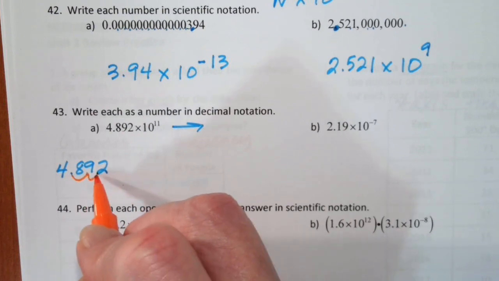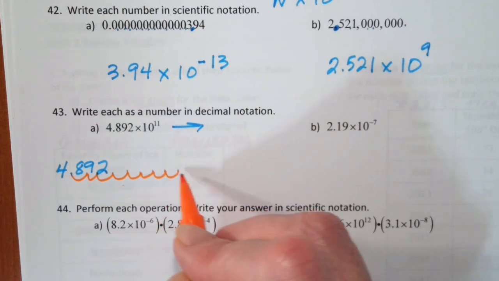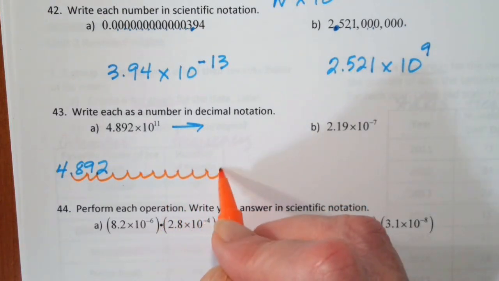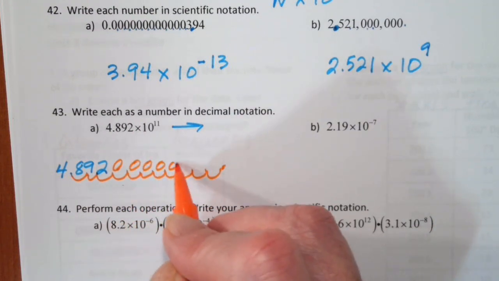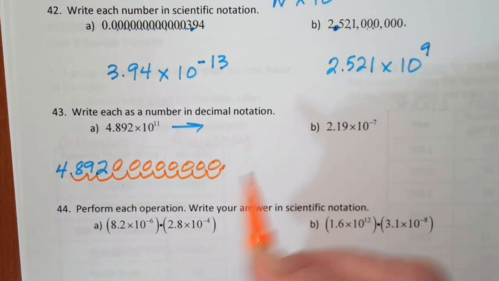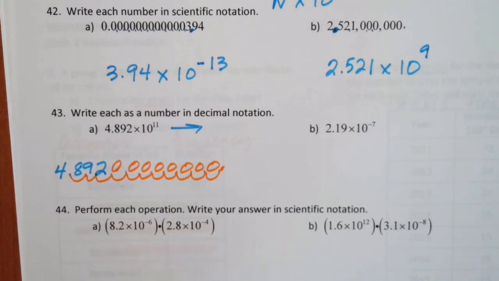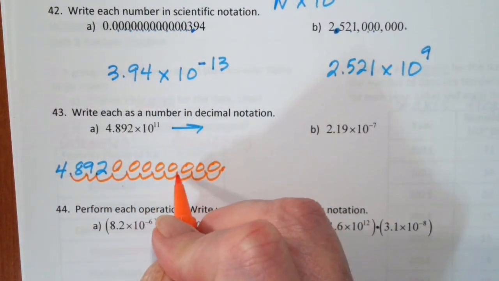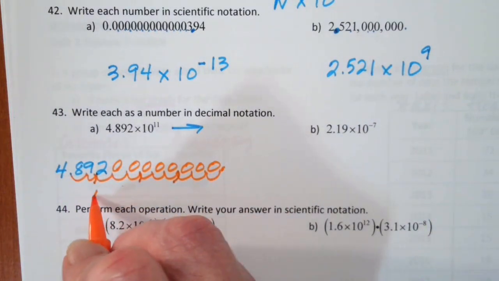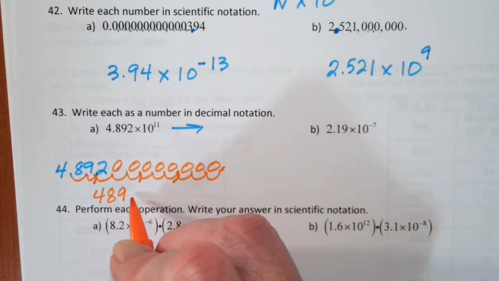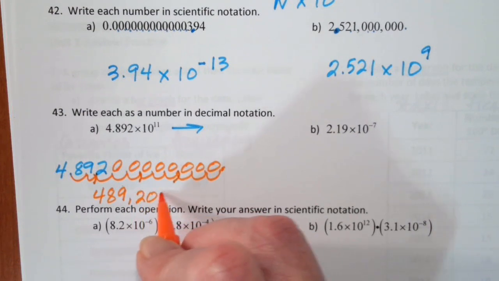So 1, 2, 3, 4, 5, 6, 7, 8, 9, 10, 11. And I have to fill in all of these with zeros. Now if I want to clean it up and write it real pretty, I'd have a comma here, a comma here, a comma here. So this would be 489, I guess that's billion, 200 million.